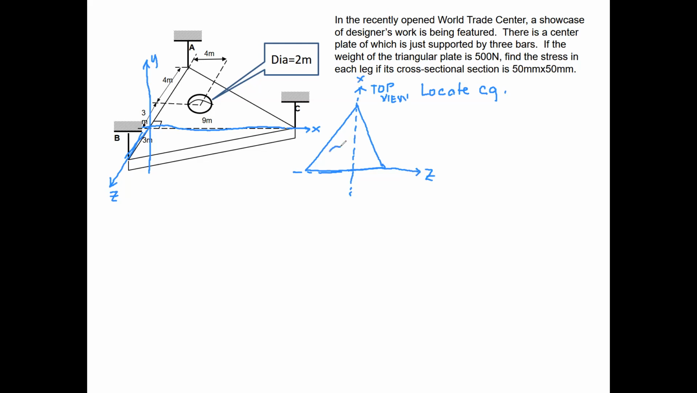Tapos nandito yung butas natin. The location of the centroid of the hole, whose diameter is 2 meters, is positioned here. Actually, sabi sa figure, this is 3 and this is 4, a total of 7. This is 3, while this is also 4. Okay. So what we will try to do, because it's a combination of several figures, is to place it in a table.